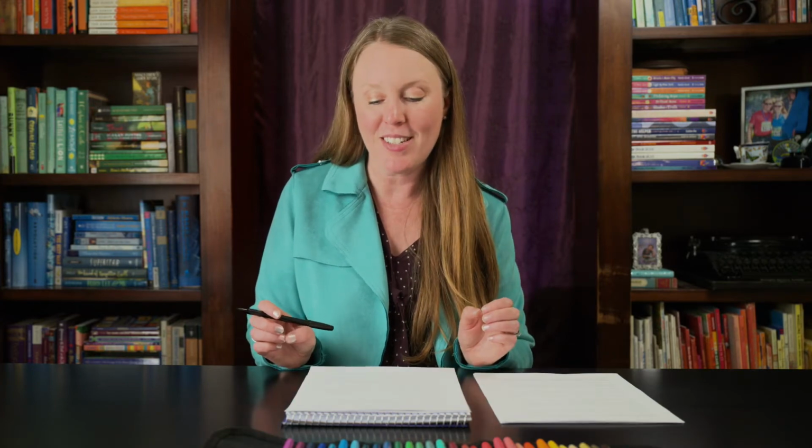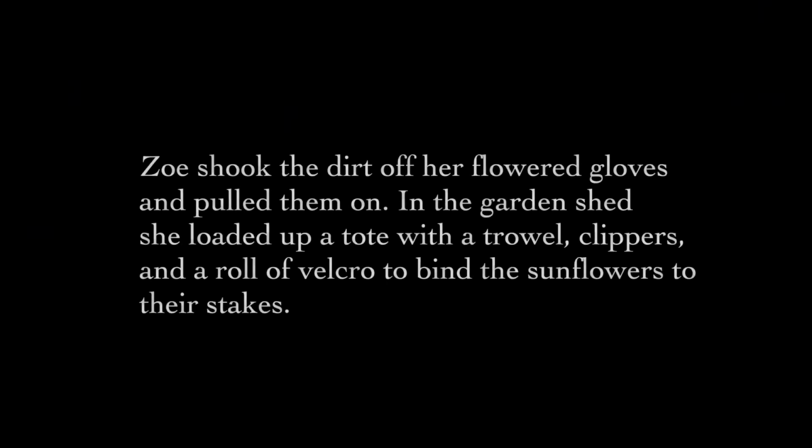My action sentence is, Zoe shook the dirt off her flowered gloves and pulled them on. In the garden shed, she loaded up a tote with a trowel, clippers, and a roll of Velcro to bind the sunflowers to their stakes.